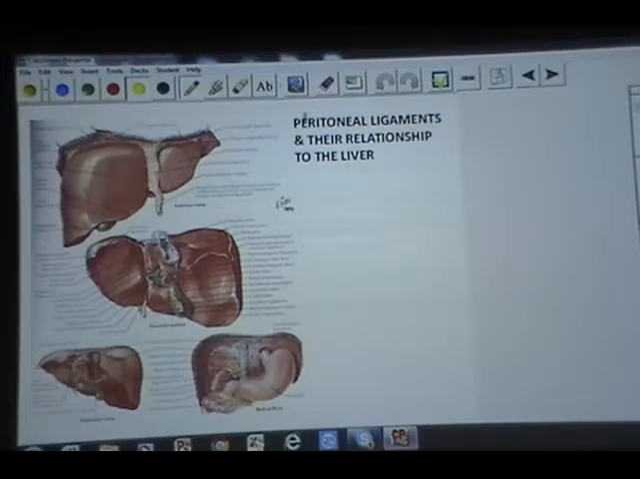Now, the liver is an organ of the peritoneal cavity. It is completely covered with peritoneum, so this is visceral peritoneum on the surface. Here, this peritoneal reflection would come to the anterior abdominal wall. This is called the falciform ligament. At the base or underside of the falciform ligament is this very dense ligament that's coming from the umbilicus. This is the round ligament of the liver.